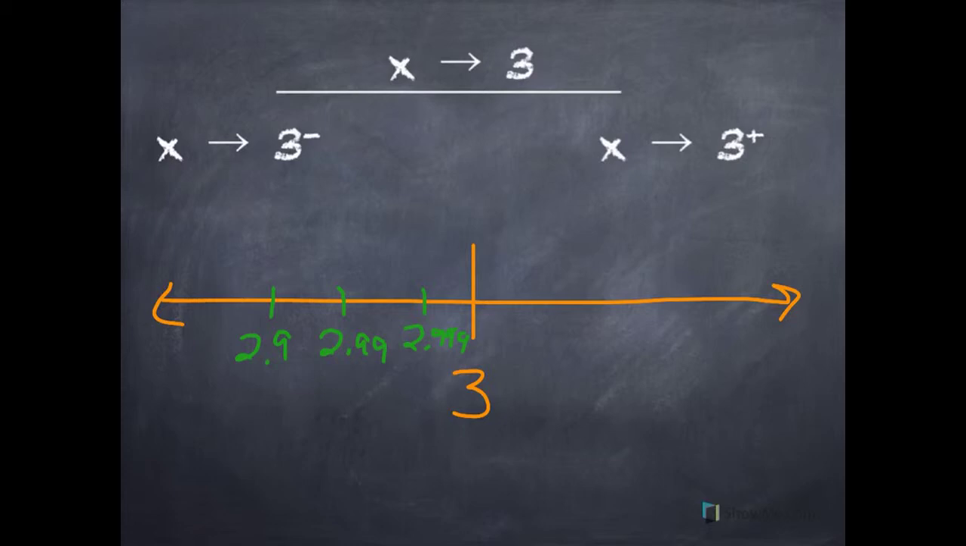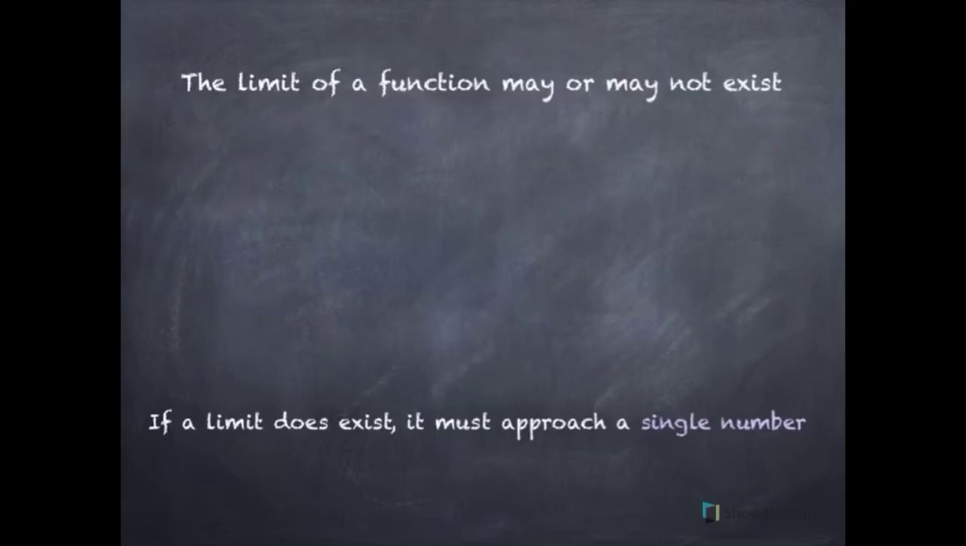From the right, what's a number that's close to 3 from the right? How about 3.1? That's pretty close. Can we get closer? Sure. How about 3.01? What about closer? 3.001. From the right, we're getting closer and closer to 3. We're not actually going to get there. We're just going to get closer and closer. So x approaches 3. X approaches 3 from the left. X approaches 3 from the right.